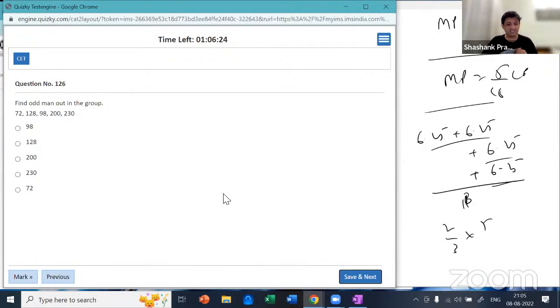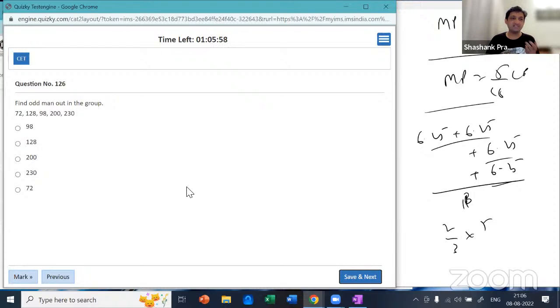Find the odd man out. Okay. 72, 128, 98, 200, 230. What are these numbers? 72 is 8 into 9. 128 is 4 into 32. 8 into 16. 8 into 9, 8 into 16. Third is not a multiple of 8. 230 is not a multiple of 8.